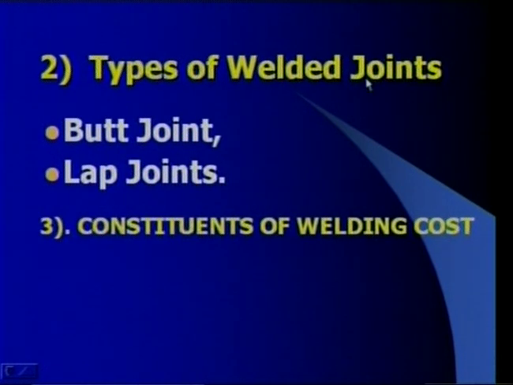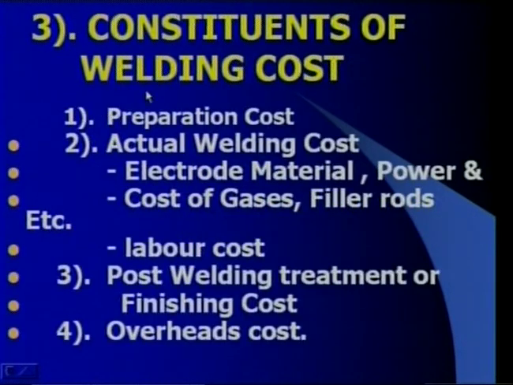Next, types of weld joints. We have seen different types of weld joints, broadly butt joints and lap joints. Next, constants of the arc welding cost. Here preparation cost is required, then actual welding cost, under that one electrode material, power and cost of the gases and filler rods if it is gas welding, and then labor cost. Third one is post welding treatment or finishing cost, finally overhead cost.